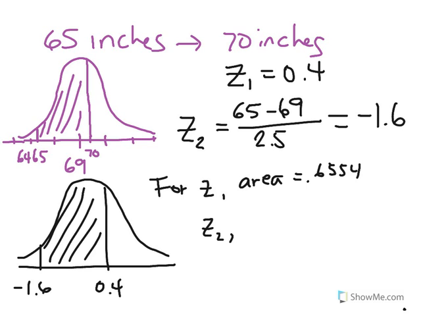The problem is if I look up z2, I'm not going to get the area that I necessarily have shaded in my picture. First of all, I'm going to have to use the other side of table A, the part that has the negative numbers on it. I'm going to look at negative 1.6. You can stop the video for a second, try looking that number up, and then check it with the video when you're done.